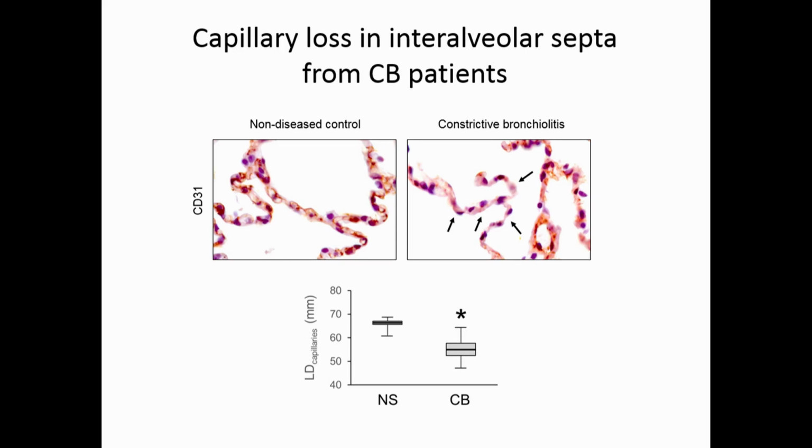And then we looked further out in the lung parenchyma, and we did CD31 staining to look at capillaries, and we measured capillary area. And this is a measurement of capillary area here. And what you can see, which is pointed to by these arrows, is there's area in the interalveolar septa where there's capillary dropout. And this is in the range of 15-20% reduction that we see in the constrictive bronchiolitis patients.